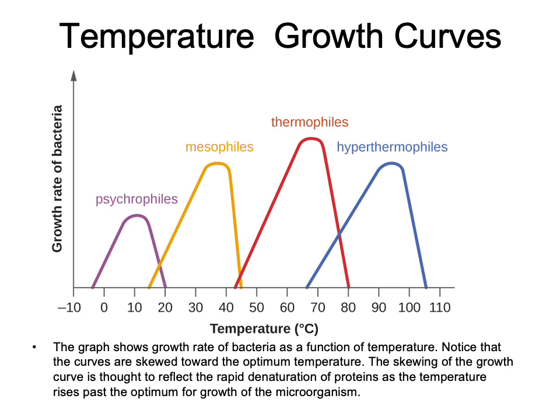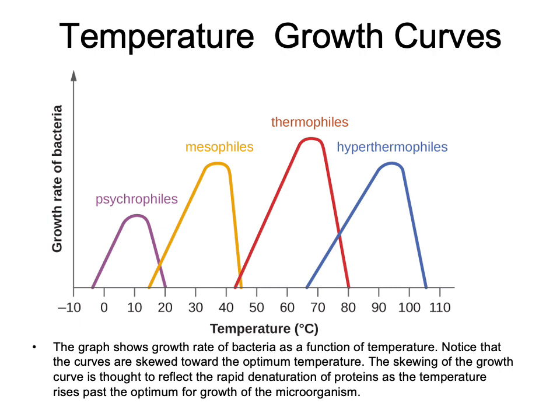We can basically just inoculate a bunch of different petri dishes, throw them in different incubators that are at different temperatures, and then record how well things grow. So you'll see that we have these four different colored curves. Psychro is a prefix that means cold. Phile is a suffix that means lover.